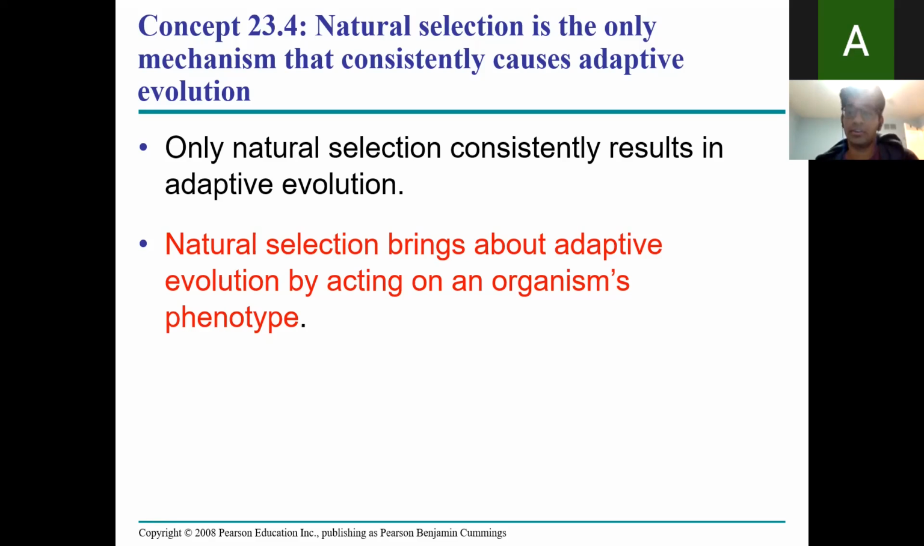It's acting on the phenotypes. So if you have the dominant trait or the recessive traits, it acts on those, and then genotype comes subsequently. So again, if you didn't know, phenotype is just the physical trait.